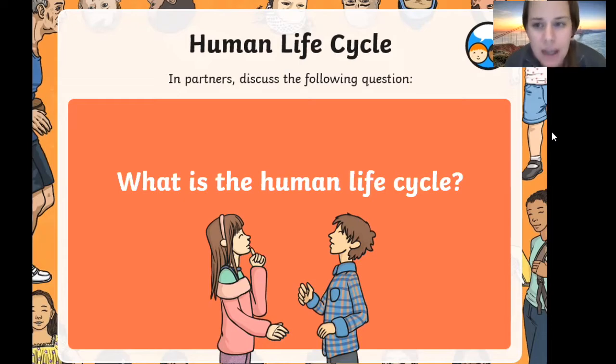Have a little think about what the human life cycle is. How do you think the human life cycle works? Where does it start? Where does it finish, etc.? What do you think?